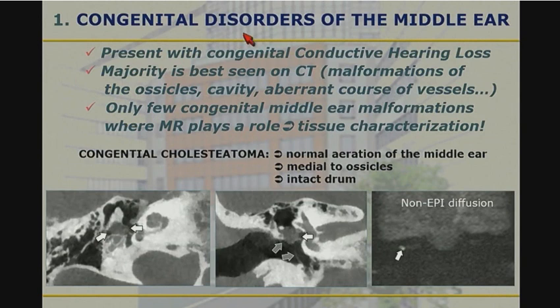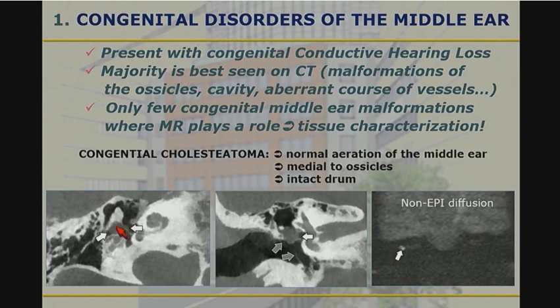Now, if you look at the congenital disorders of the middle ear, well, there are few. So I think most of the things you will look for are CT, to look at the ossicles, the cavity, the aberrant course of vessels, and so on. So that's all CT. There are only few MR indications, and one of the most important ones is tissue characterization.